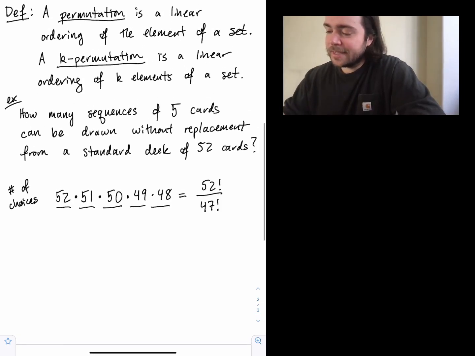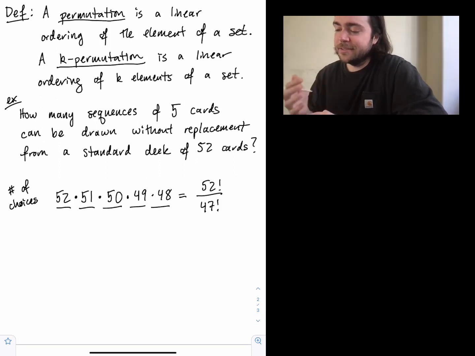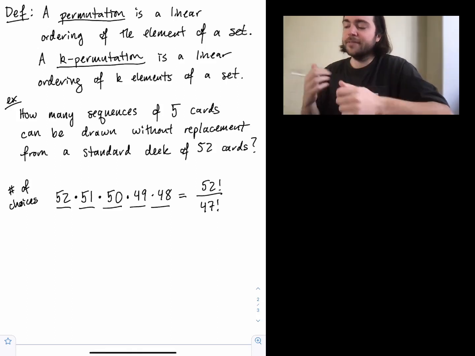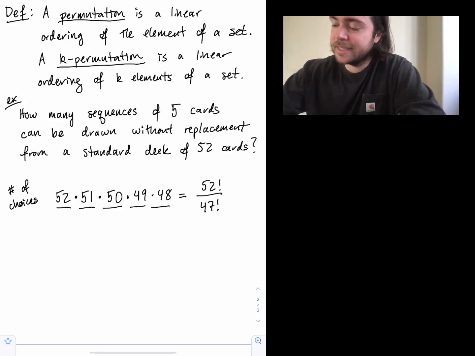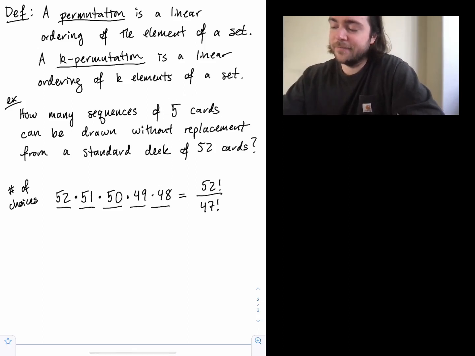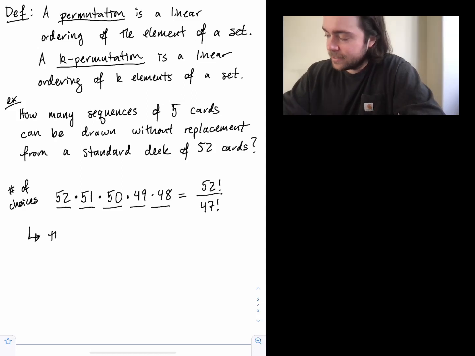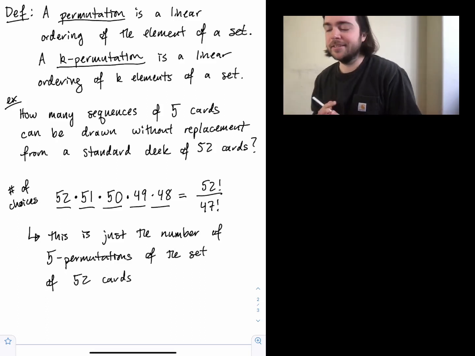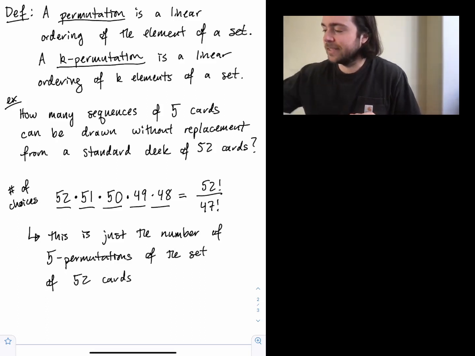Okay, but if we look at the top of the page, we can understand what this problem was really asking using our new definition. Okay, this isn't a permutation of the elements in the deck, because that would mean I rearranged all of the 52 cards, but it is a K permutation. What's K here? Well, we're just asking how many different linear orderings of 5 elements from our set of 52 cards you can make. Okay, so let me just write that. So this is just the number of 5 permutations of the set of 52 cards. All right, that's exactly what our K permutation definition was. Okay, so it fits perfectly into that definition.